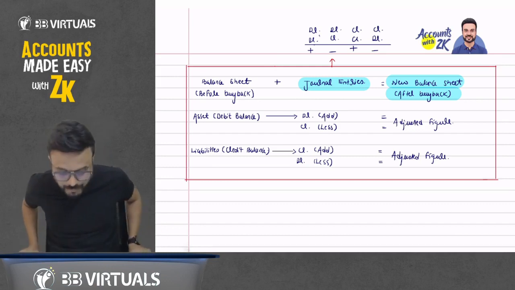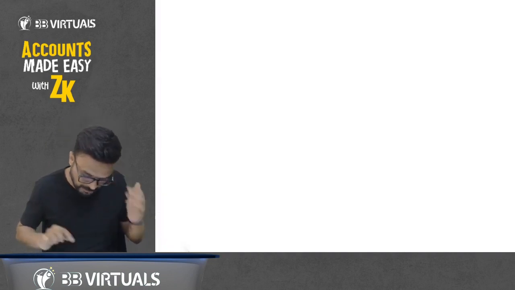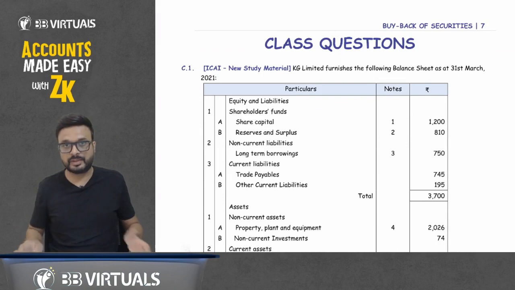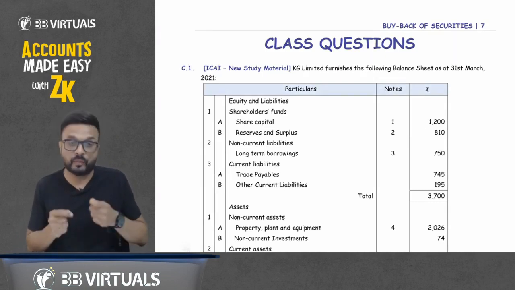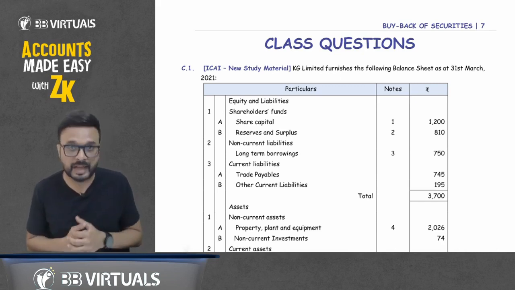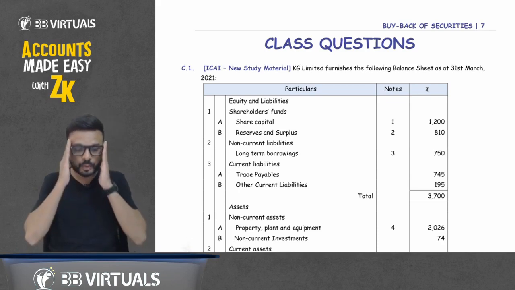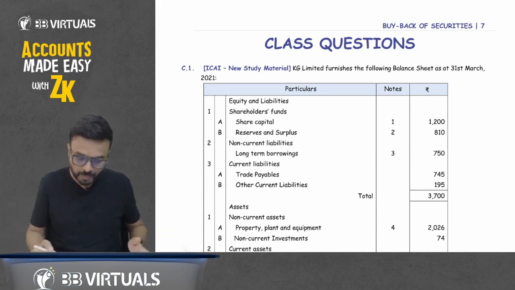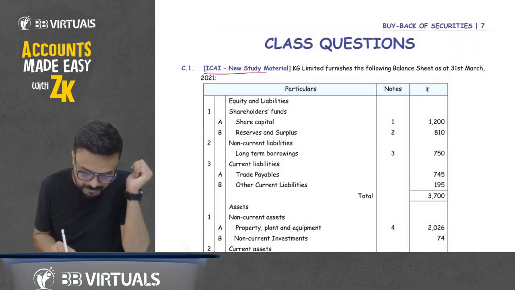Now come to question number one, which is given in your study material on page number 7. You can see it on page number 7. From today, I will start giving you homework also. This C series represents class questions. So come to question number 1, the ICAI study material question.